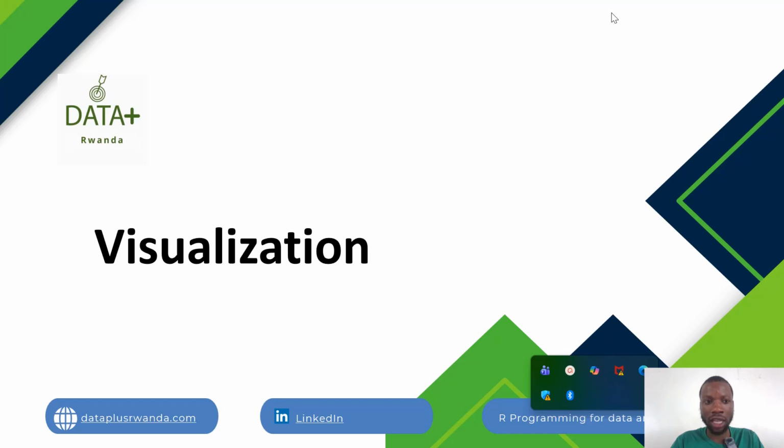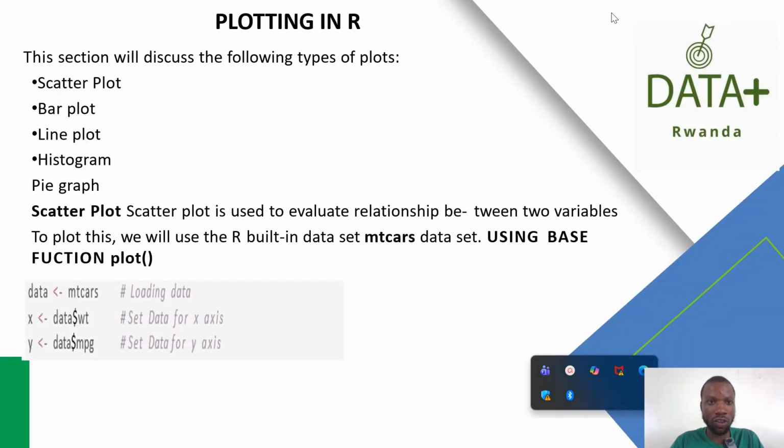And I think it is going to be good for us to do analysis, but also to know how we can report what we have done. So without taking much time, let's start with visualization, or plotting, in programming. We are going to focus on scatter plot, bar plot, line plot, histogram, and pie chart.